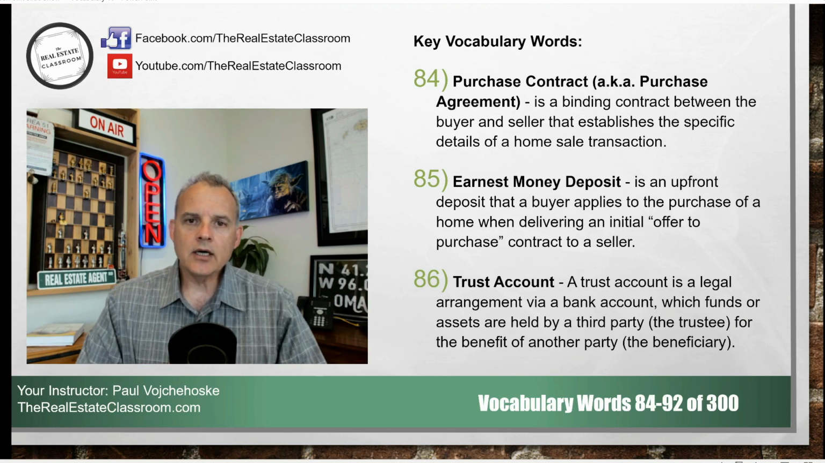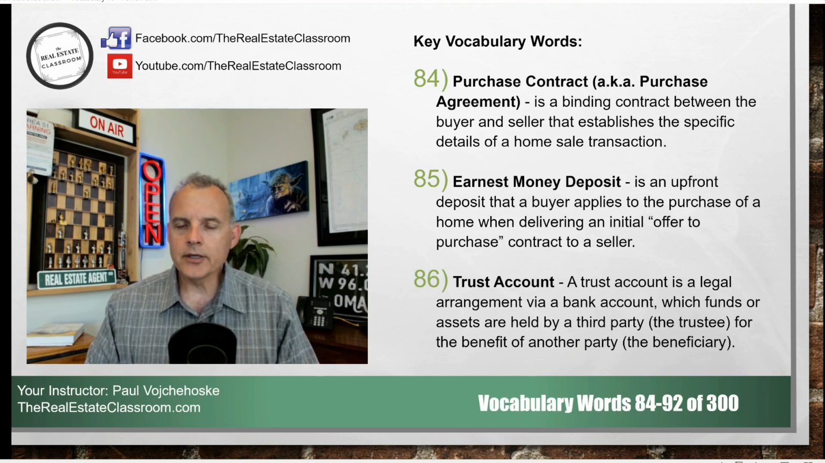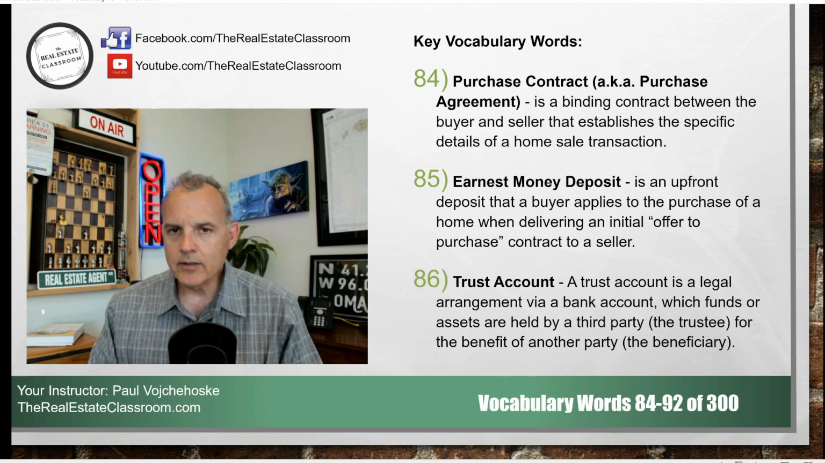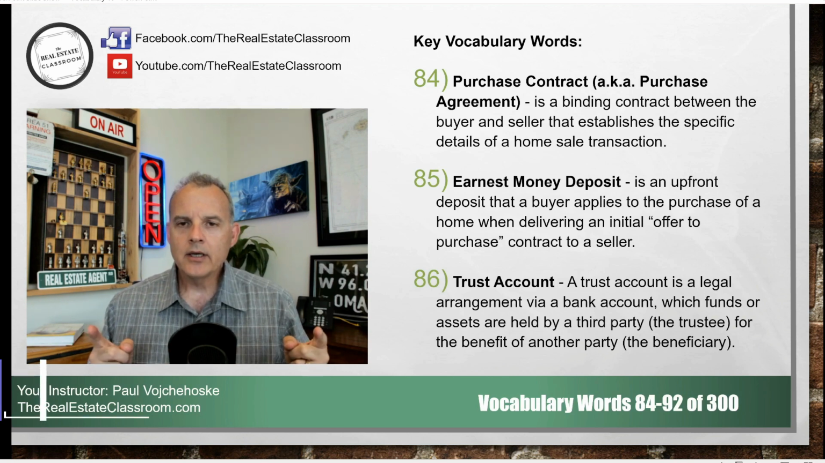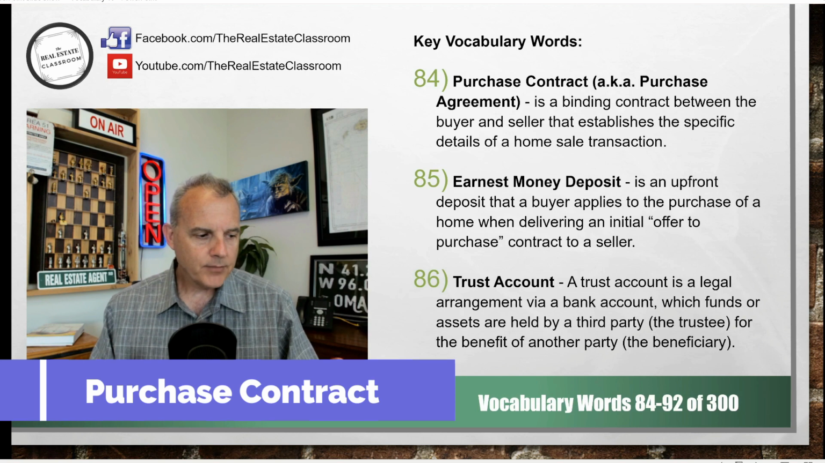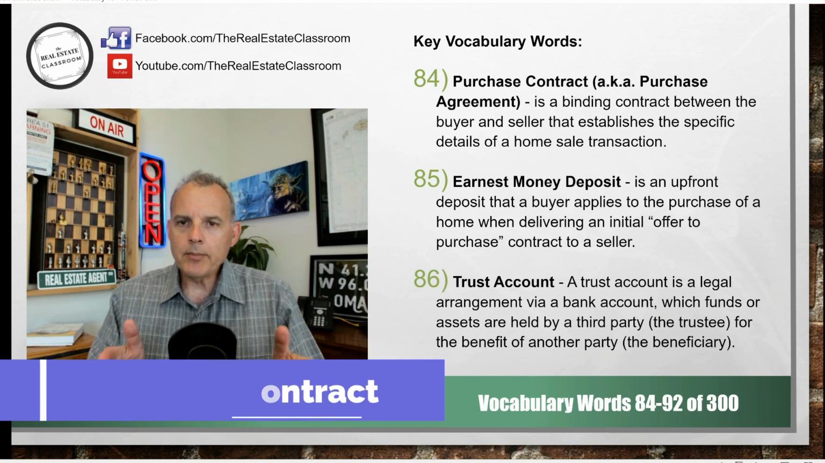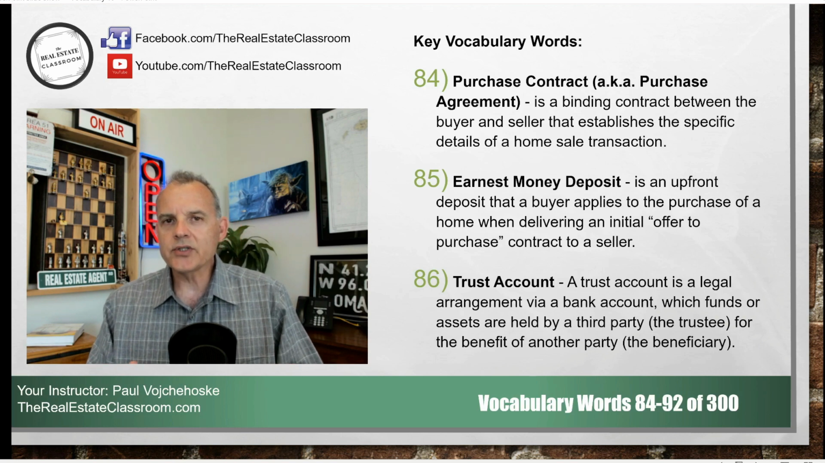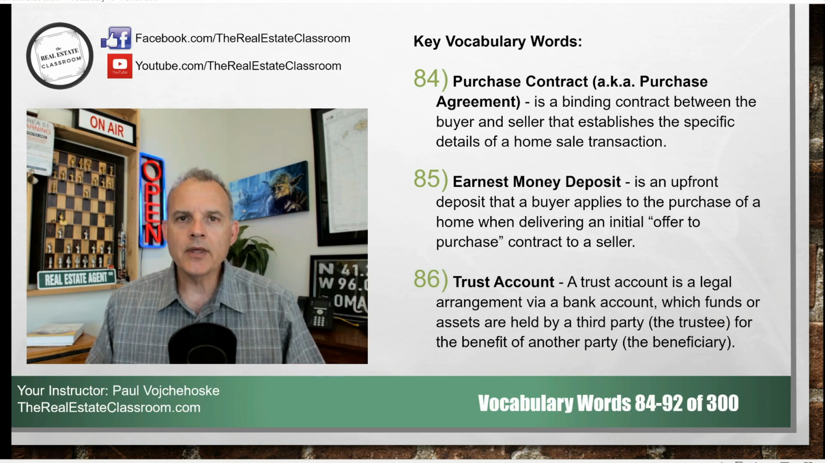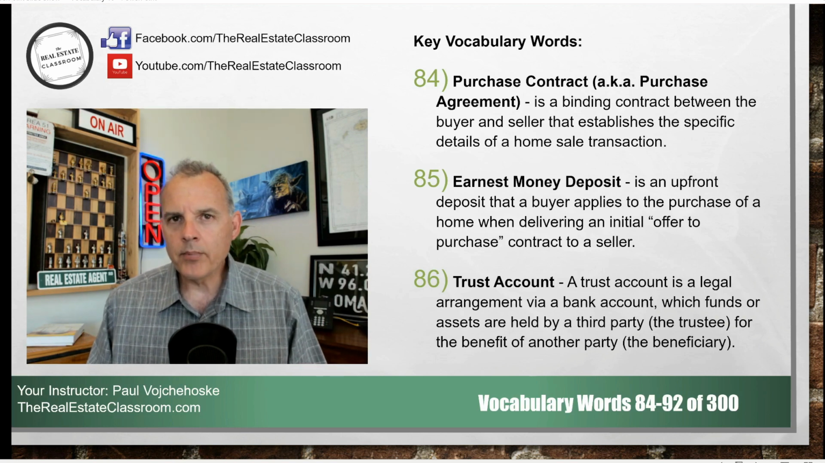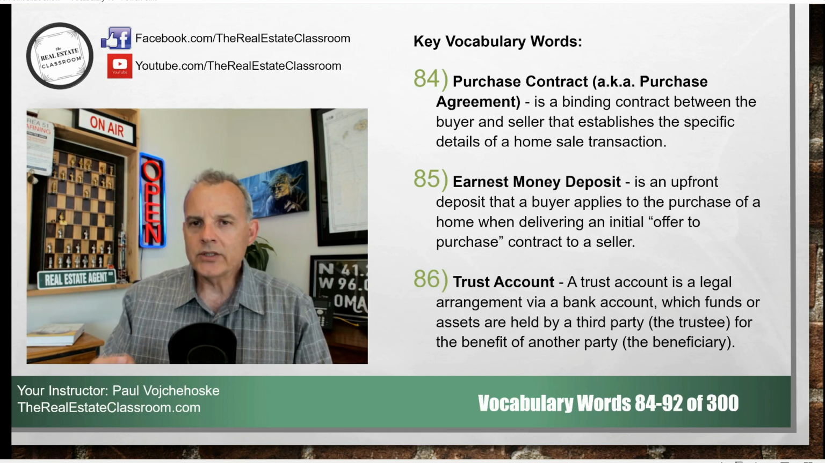So let's look at today's key vocabulary words. The first one we're going to talk about is number 84 of 300. It's purchase contract. Now it has an AKA. A lot of students get confused with this, but purchase contract or purchase agreement, they mean the same thing. Just kind of depends on what part of the country you're from and what term they use.